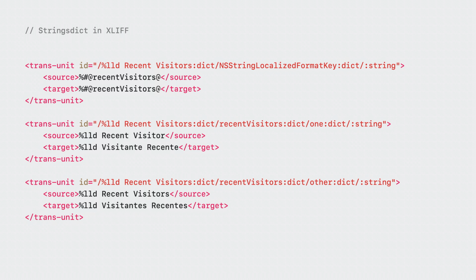If you or tools you maintain work directly with XLIFF files, you'll want to be aware of some changes to how varied strings are represented for projects using string catalogs. Here's an example XLIFF representation of a plural string originally defined in a stringsdict file. The trans-unit identifiers shown here act as paths into the stringsdict plist format.